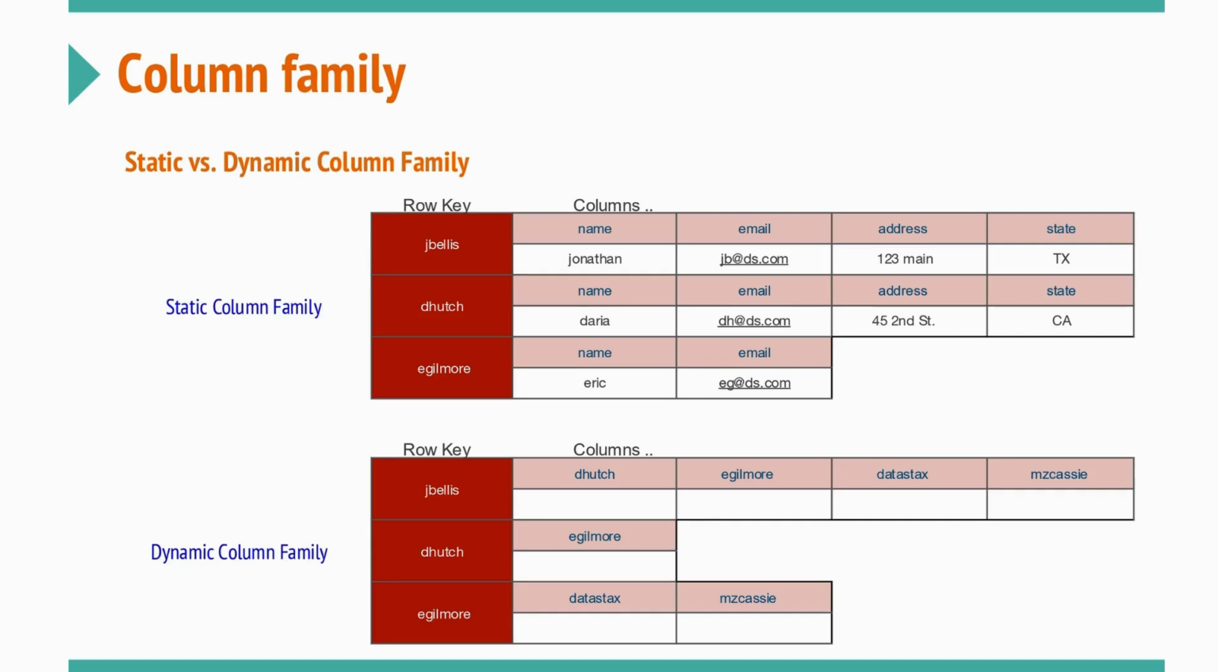This slide shows the difference visually. On the left, in the static column family, you can see a predictable table-like structure. The columns name, email, address, and state are defined. Even if a row like E. Gilmore doesn't have an address or state, the structure is known. On the right, in the dynamic column family, it's completely different. Each row key can have a completely different set of columns, and the application defines these on the fly. This is powerful, but requires the application to know how to interpret the data it reads.